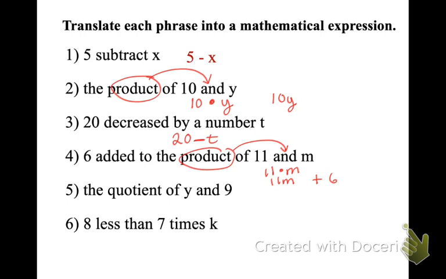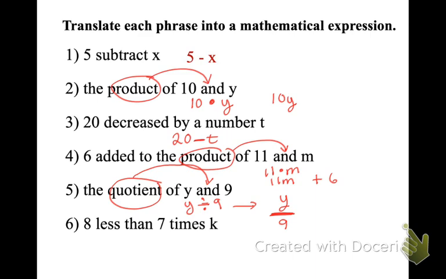Quotient of y and 9. So the quotient, okay, it's an operation, and I'm going to send it to the "and," so I've got y. That quotient means to divide, but we don't really use this division with the two dots. So I want you to start writing that y divided by 9. Use the fraction bar.